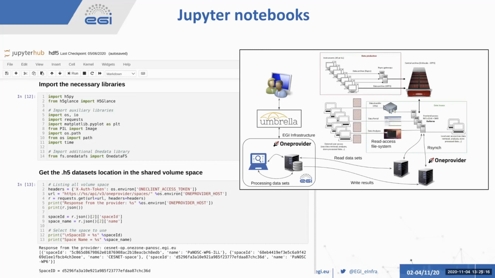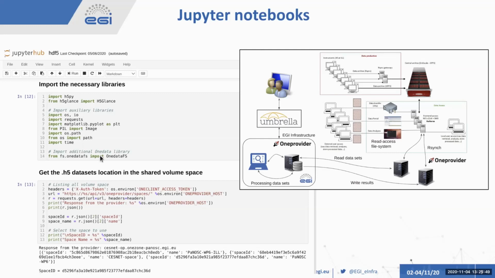The software can be written in different languages. There are different kernels available. The most common one is Python, but you can easily customize your notebooks in order to support different languages such as R, Octave, Julia, and many, many others. So this is just an example of a notebook that we prepared, for example, to support a pilot activity in the context of the PANOSC project.